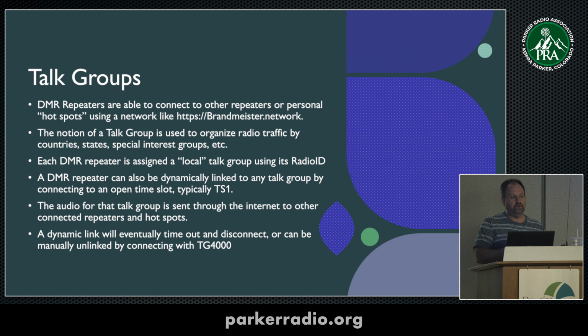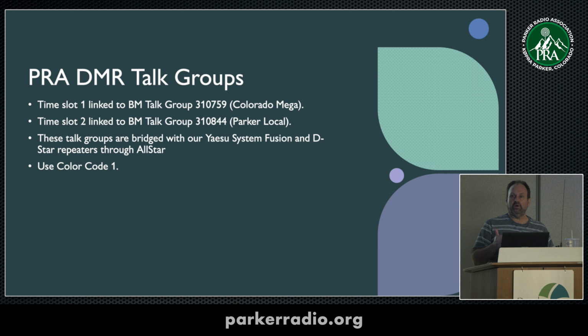So you can talk on your radio to this repeater, it connects through the internet to a repeater that's far away, and it rebroadcasts your audio to a friend that's got their radio talking to the repeater that's near them, which is really fantastic. By default, the DMR repeater is only going to be using its own radio ID as its talk group. And this is what we've done for PRA. We have our Parker local talk group, which is really our own radio ID.